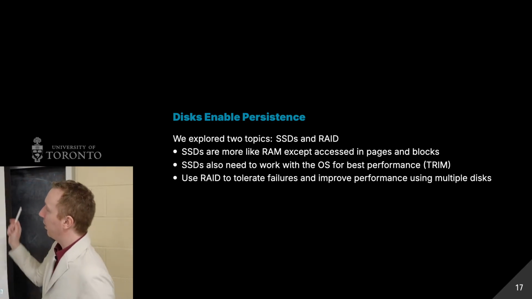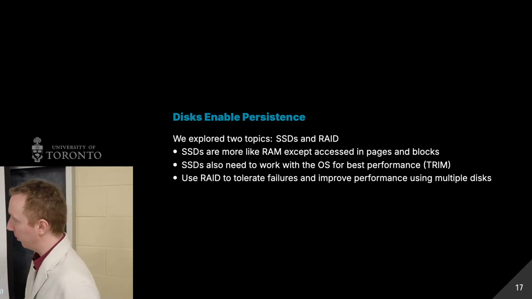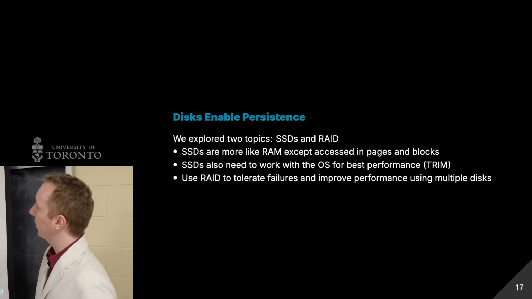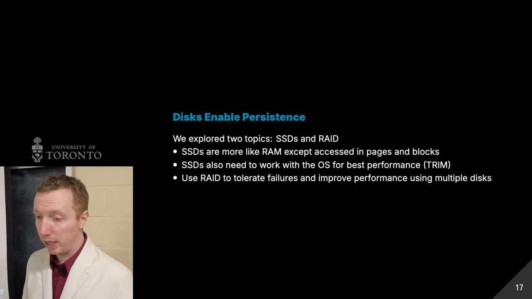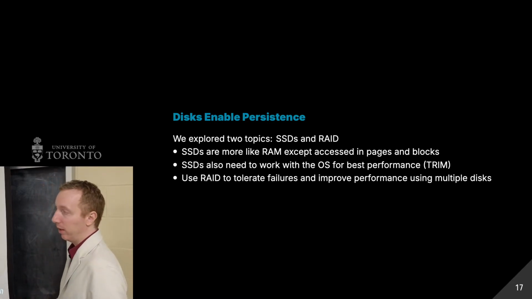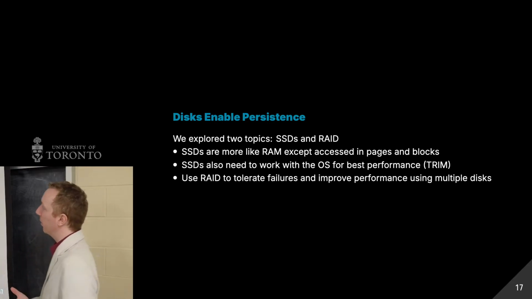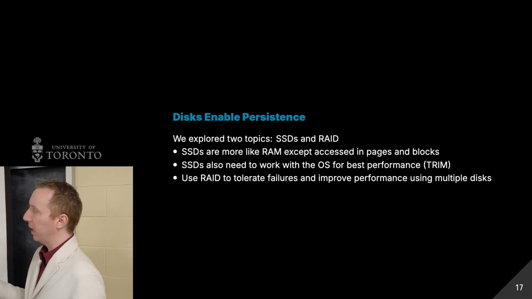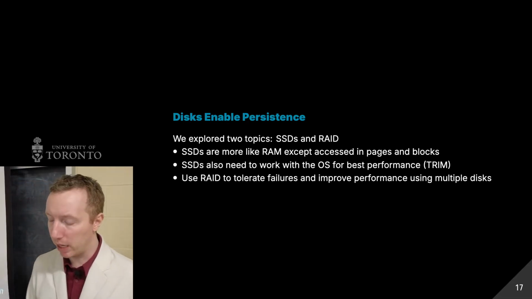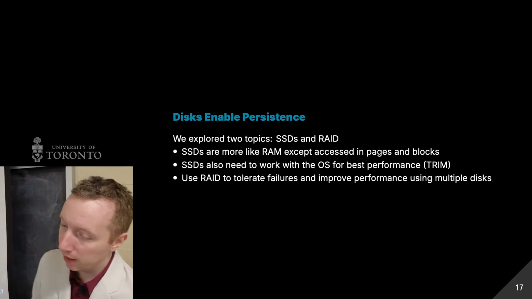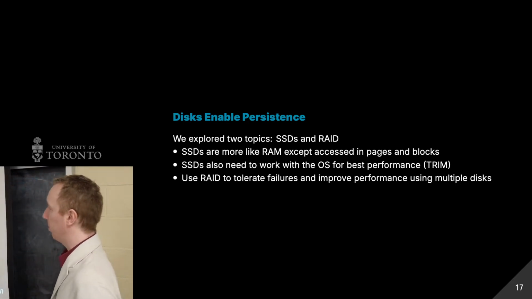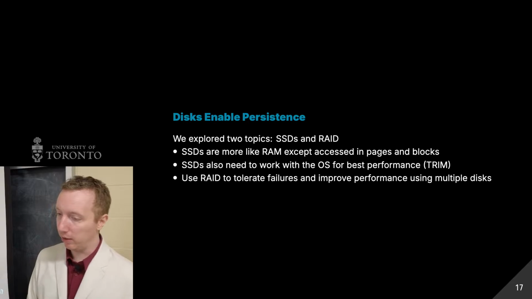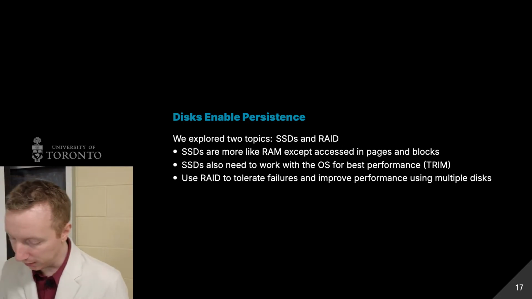So disks are the important thing. They enable persistence, so storing data and retrieving data as well. We explored two topics in the first half of this lecture, SSDs and RAID. SSDs are more like RAM, except we don't lose data when the power goes off, and we have to access them in pages and blocks instead of just pages like with RAM and virtual memory. SSDs also need to work with the operating system for best performance, so we need something like trim to tell the SSD that these are the pages on the block we are no longer using.